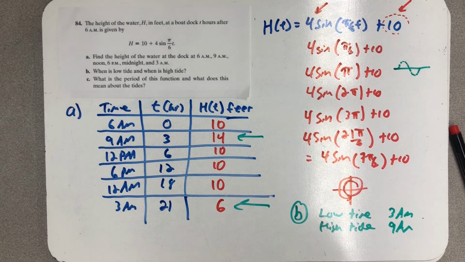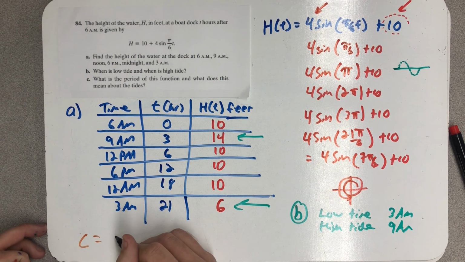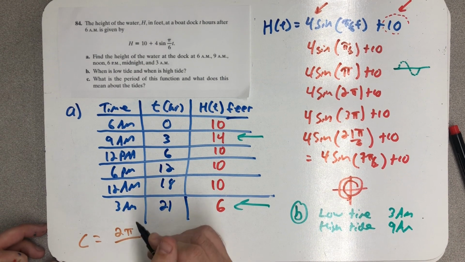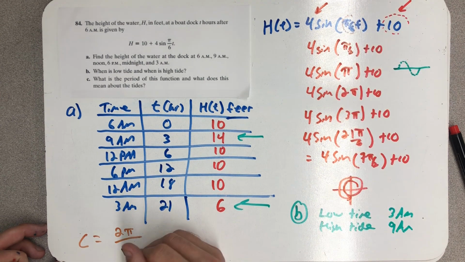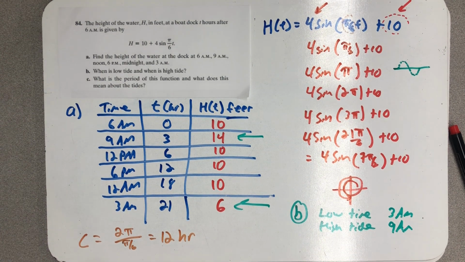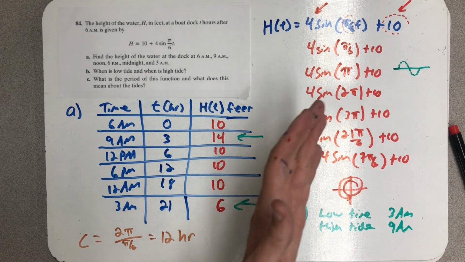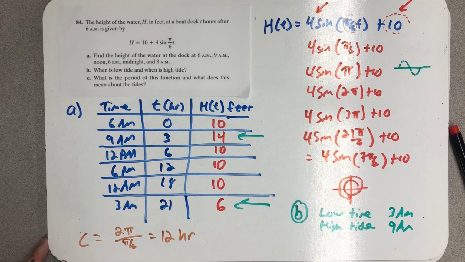Speaking of periods, in part C, we're asked to address what the period of this function is. All right, well, the period of a sine function is 2 pi divided by b, the number in here in front of the variable. All right, so I get to simplify that, and I find out the period is 12 hours, which means we repeat this shape, this one full shape, every 12 hours. And that's it for now.